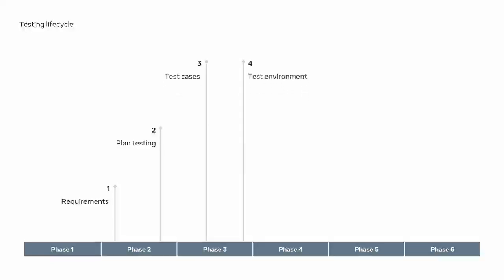There are different approaches to testing, but often the testing life cycle consists of the following steps: analysing software requirements, test planning, designing and developing test cases, preparing the test environment, executing the test, and reporting issues and defects.